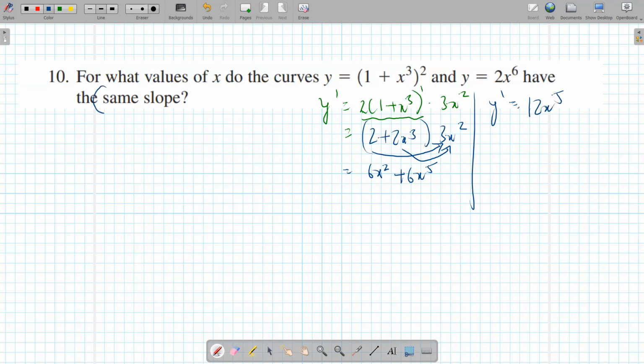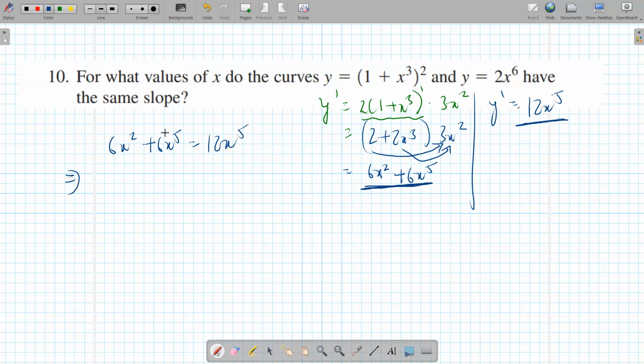So it says the same slope. That means we're trying to find the point of intersection. So basically set the slope of the first equal to this. So you get 6x squared plus 6x^5 is equal to 12x^5, okay? And now how do we solve this for x? That's a little bit more difficult.